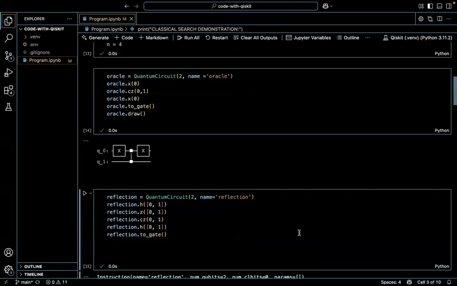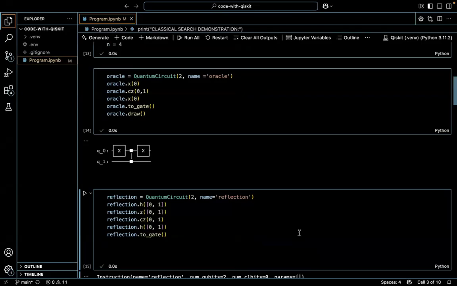We start with a 2-qubit circuit named oracle. The first X gate on qubit 0 inverts its state. This is necessary because we need to set up the exact condition that corresponds to our target index. In the circuit below, the CZ gate in the middle performs the critical phase flip operation when the qubits are in the specific state that represents our target.